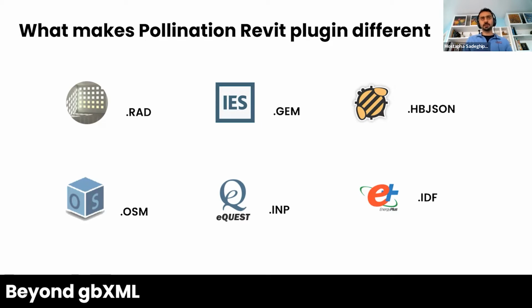We export GBXML. You can export your geometry as GBXML, but to keep this interoperability, to have control on interoperability and being able to say, hey, if there is something wrong there, we'll fix it, we had to basically write directly to the file format for all the simulation tools. So we have export to RAD, to GEM for IES, HVJSON that works with Ladybug Tools and our Rhino plugin, OSM for OpenStudio. INP is still work in progress, but goes to eQuest, and IDF that goes directly to EnergyPlus. Again, we still have GBXML.